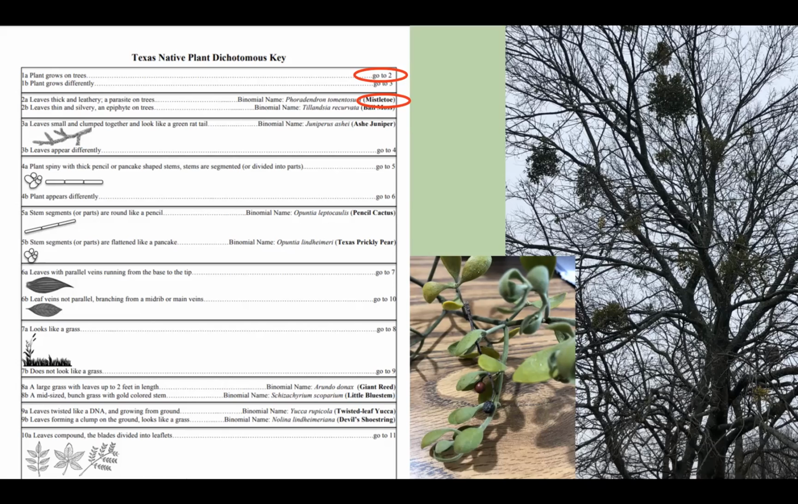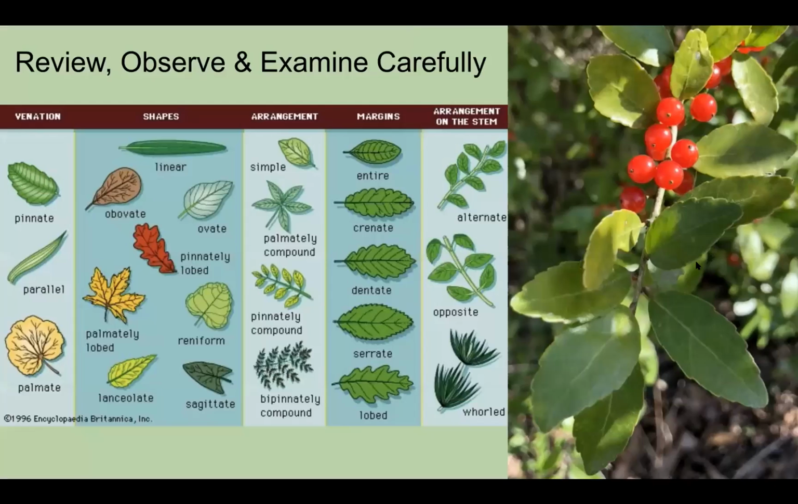And then also you might be familiar with mistletoe because during the winter holidays, during Christmas, you might see it hanging up and the adults would kiss under it. So that is mistletoe. And then let's take a look at another type of dichotomous key. So this one's going to be a virtual dichotomous key that's online.